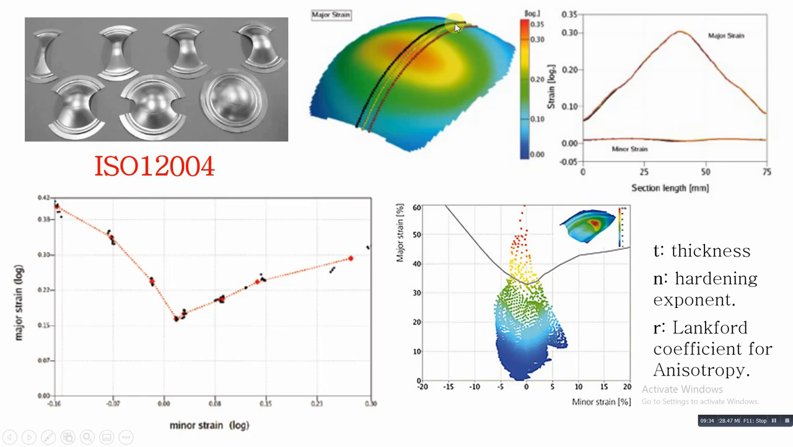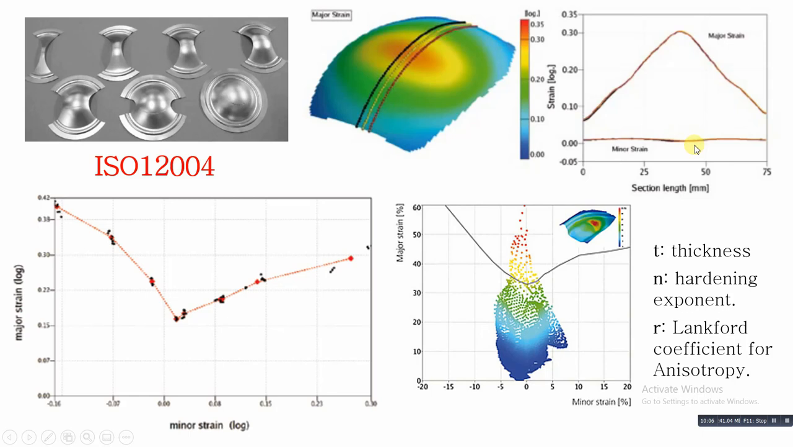Here we can easily predict that it is a case of plane strain, because the minor strain is almost zero all over this section line. So in this case we can predict that this region is exposed to plane strain. This is the major strain, and this point can represent the plane strain case.